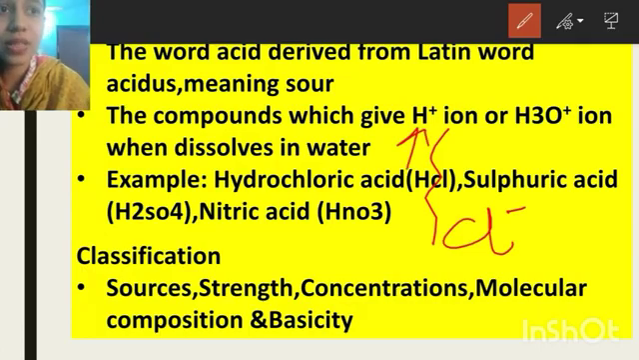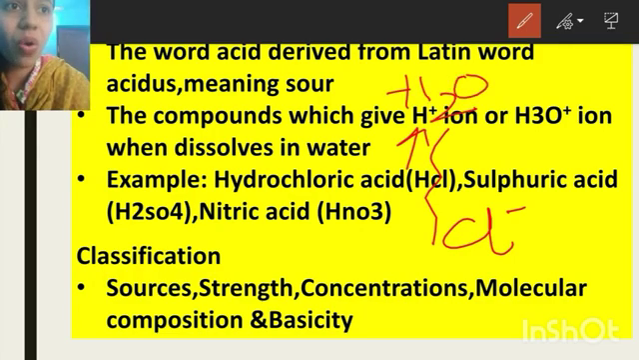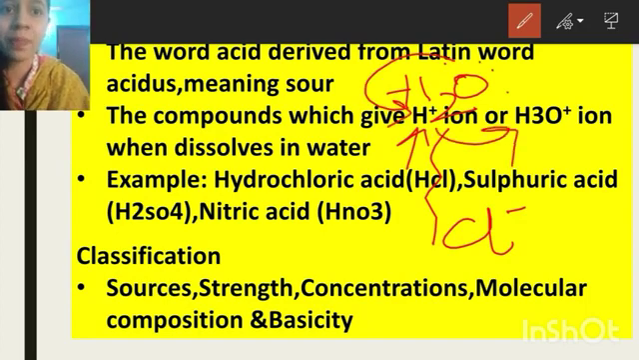This H plus ion has only one electron, which has been taken by the chloride. Here only the hydrogen nucleus remains. Since water has an oxygen with extra lone pairs of electrons, they attack it and form the hydronium ion.